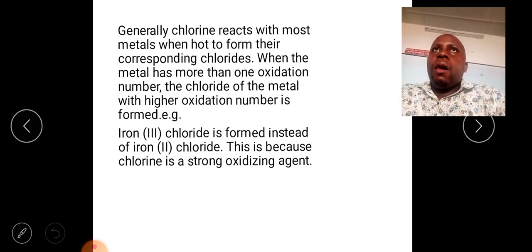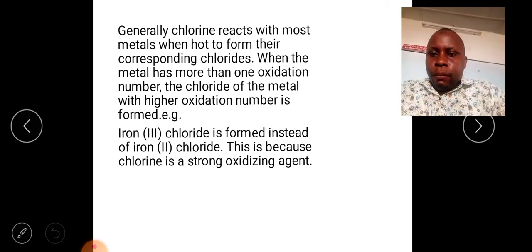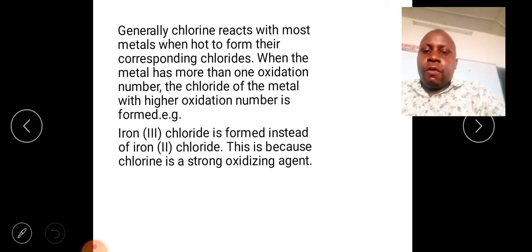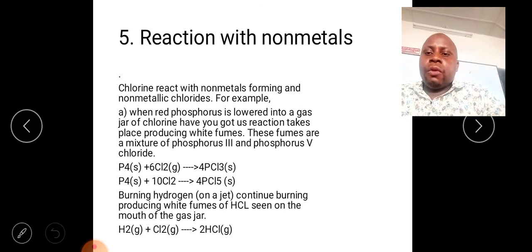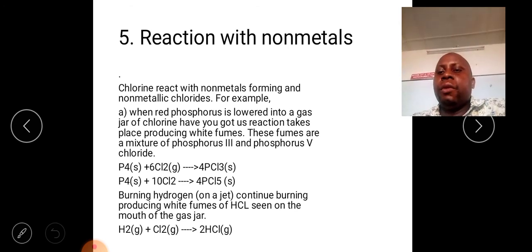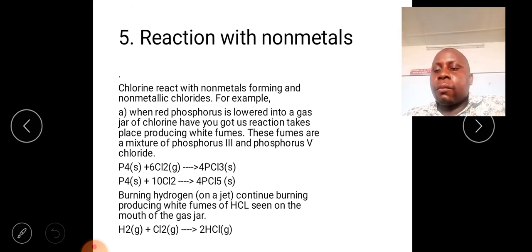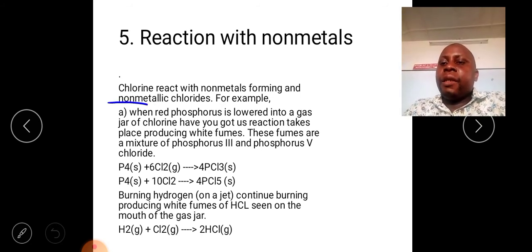Now, let us move on and discuss the reaction of chlorine with nonmetals. Chlorine reacts with nonmetals forming nonmetallic chlorides.